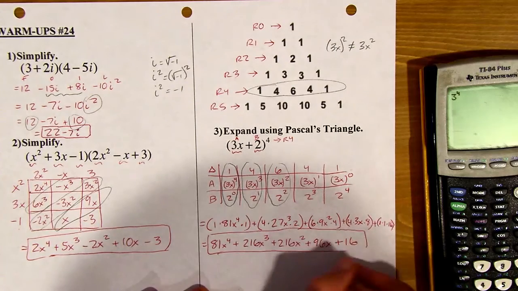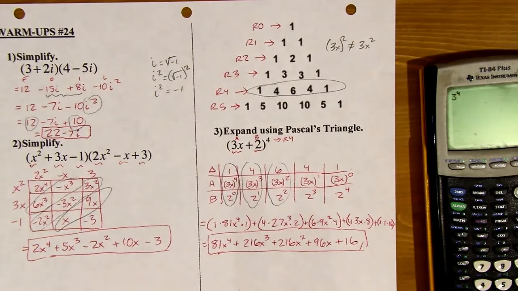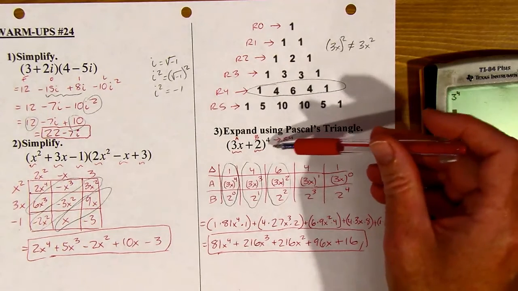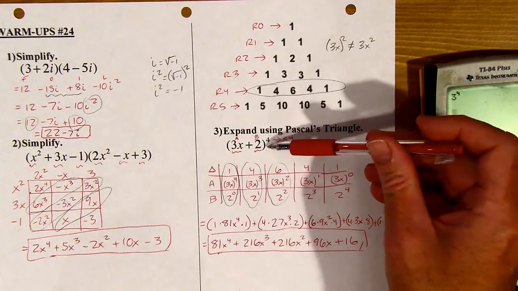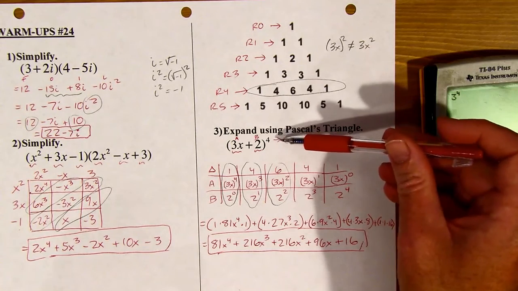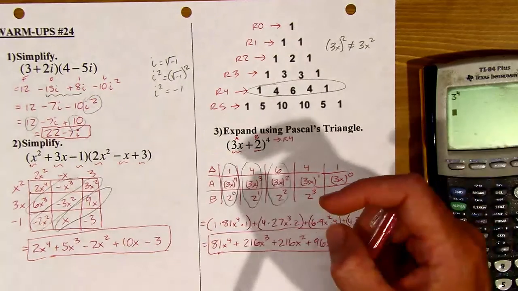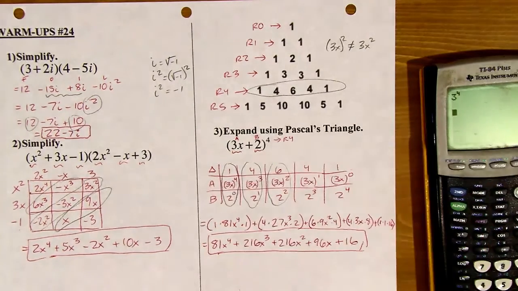And yeah, it takes a little while, and there's a lot of room for error using Pascal's triangle, but it's actually a lot quicker than multiplying it out by hand, especially if we had something like the quantity 3x plus 2 raised to the 7th, because that just means the chart would be a little bit bigger. But if you did the multiplying by hand, it would take a really long time once you get some higher exponents there.